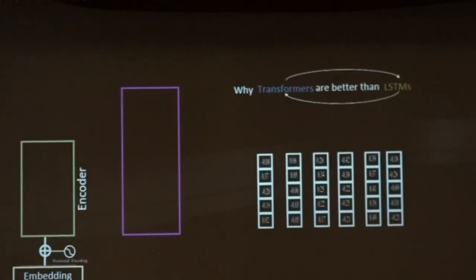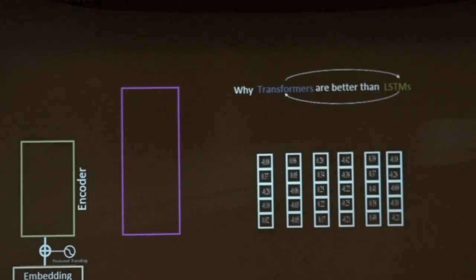See, this is the sentence: why transformers are better than LSTM? If I interchange those two words, transformers and LSTMs, how would the sentence be? Why LSTMs are better than transformers? The entire meaning of the sentence has changed. Total different meaning is there.